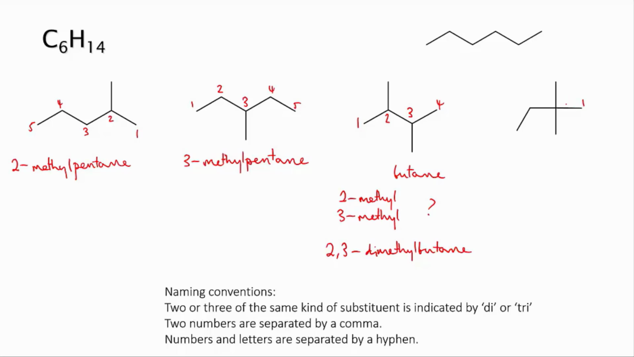Okay, for our last molecule here, again we number the main chain, it's butane, and this time we find that the 2 methyl groups are attached to the same carbon. So it's still dimethyl, but they're both attached to carbon number 2, so the name is 2,2-dimethylbutane.